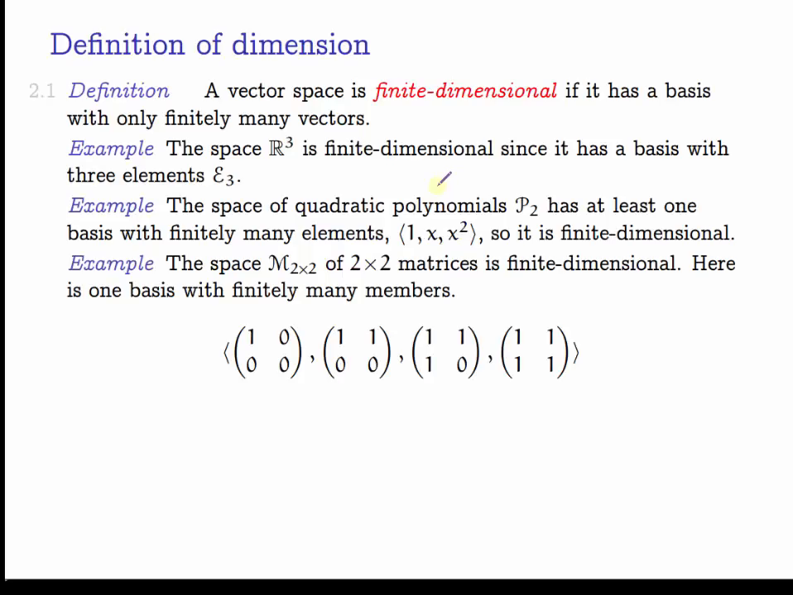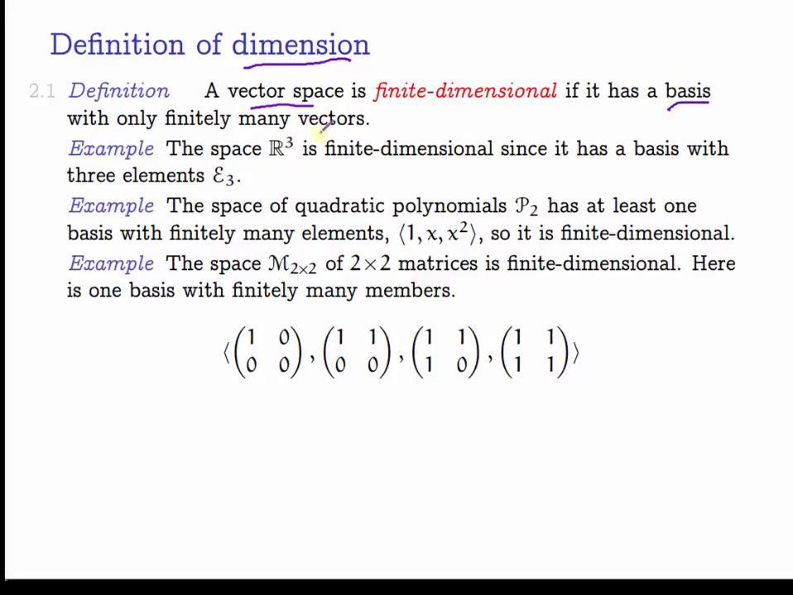We're going to talk about the concept of dimension. I did already mention that dimension is very closely tied up with the notion of basis. We'll see how that plays out in the subsequent slides. All right, before we define dimension, first of all, we distinguish between finite dimensional and infinite dimensional. And we say a vector space is finite dimensional if it has a basis with only finitely many vectors.